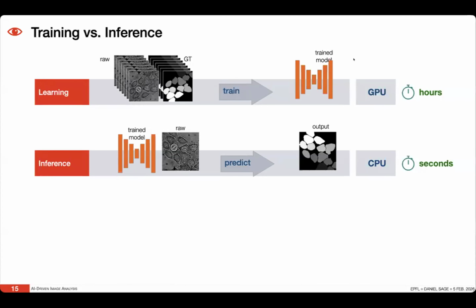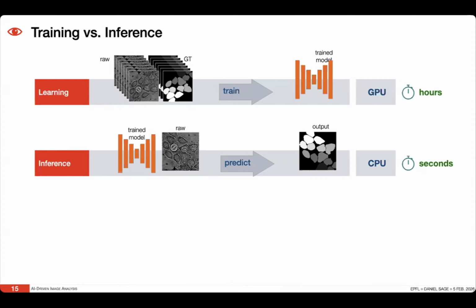When it's done, you can make the inference, and the inference is a very light operation that runs in a few seconds, or maybe now in real time. In some operations, it could be milliseconds. It runs on a CPU, and you can have a nice prediction.